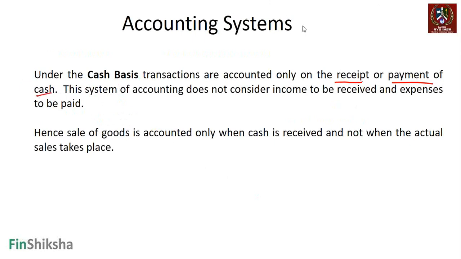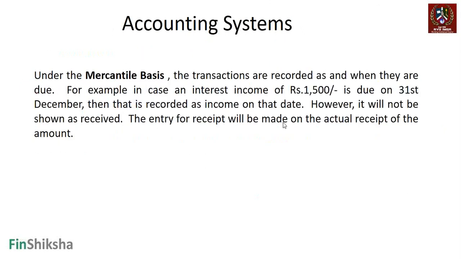The system of accounting usually does not consider income to be received or expenses to be paid. So whatever is in or out in terms of cash is what is accounted for. Whatever is supposed to come in, or is supposed to be paid, is not accounted here. So by logic, this system will not allow the concept of a receivable or a payable. That is not allowed here in a cash basis system. Sale of goods is accounted only when cash is received and not when the sale takes place. So that's the cash basis.